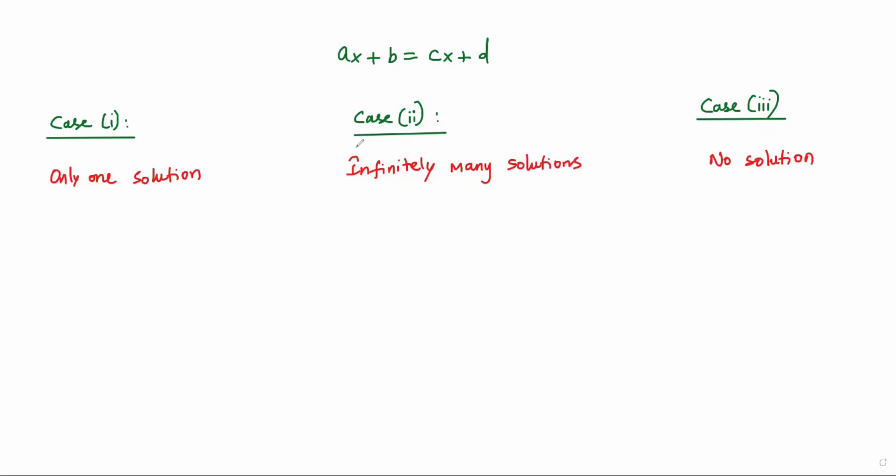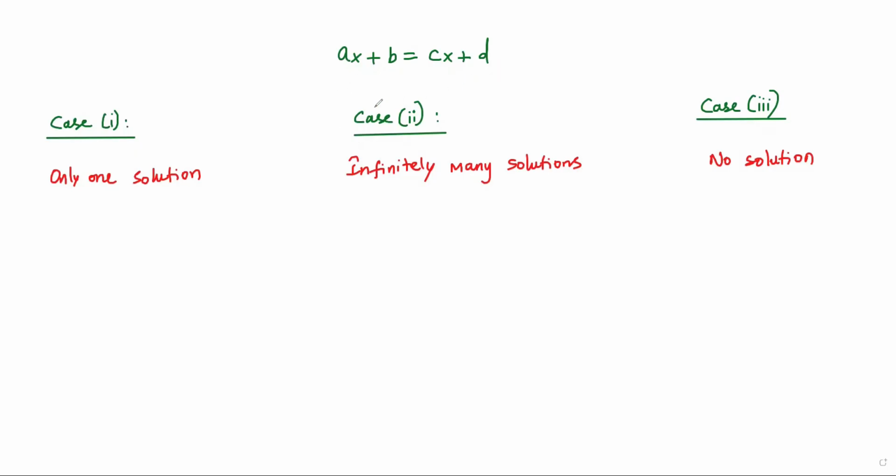Hello everyone, in this video we are going to see how to determine the number of solutions for a linear equation in one variable. Here we have a linear equation. In this equation x is a variable. This a, b, c and d are constants. So this is a linear equation in one variable, that is x.